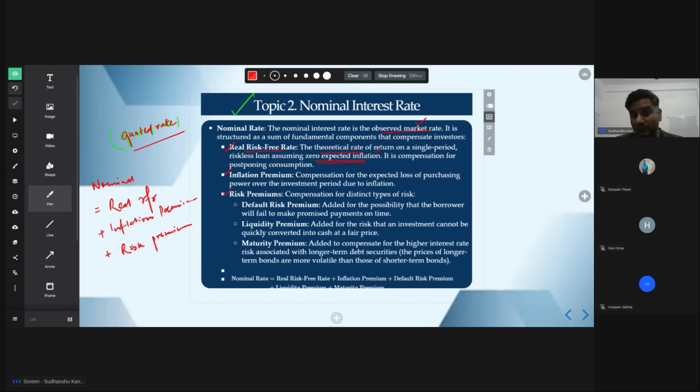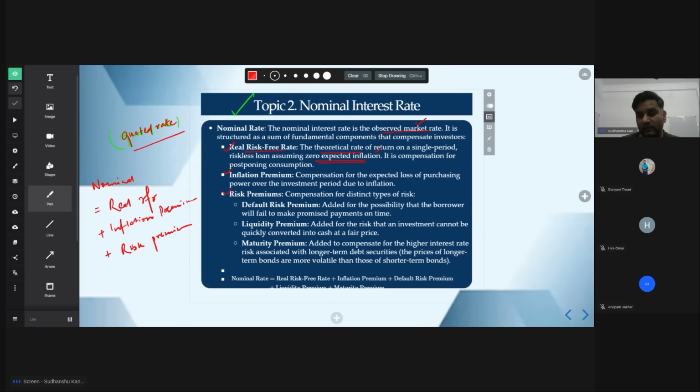Next one is inflation premium. Inflation premium means that you're looking for compensation for inflation. That's why we say now that inflation is eating away our savings, right? Inflation is increasing by 5%. I am earning 8%. So my real saving is only 3%, right? So inflation premium is inflation reducing the purchasing power over time. Investors expect compensation for that loss.